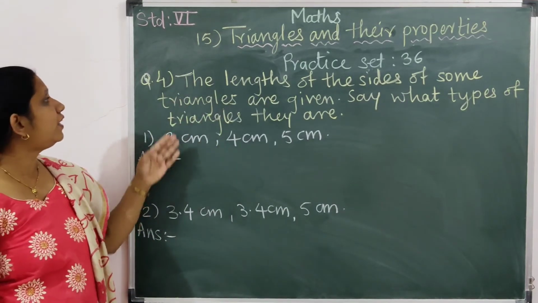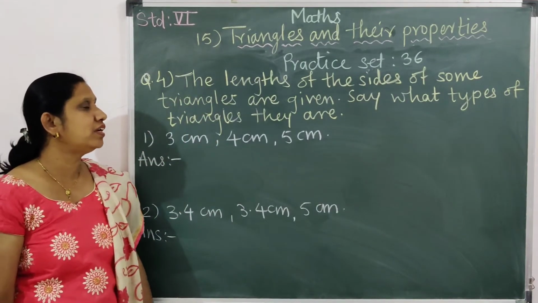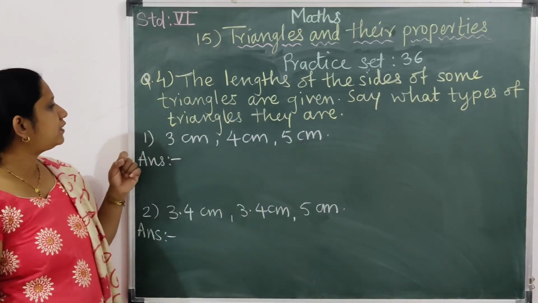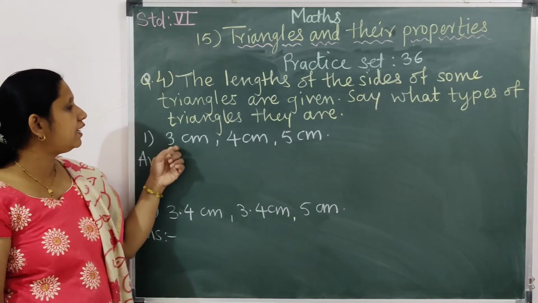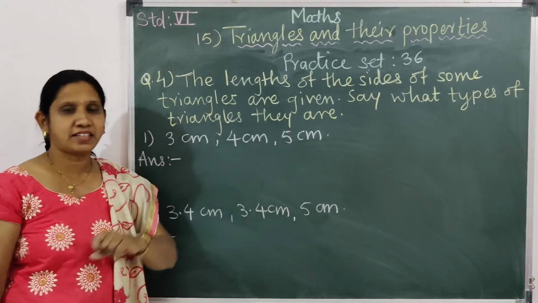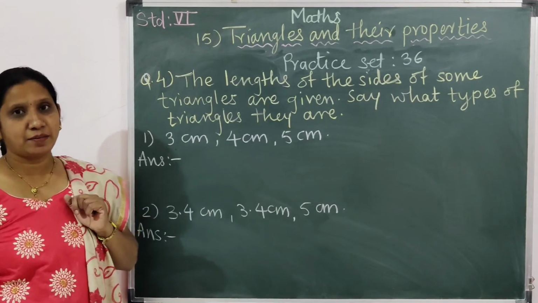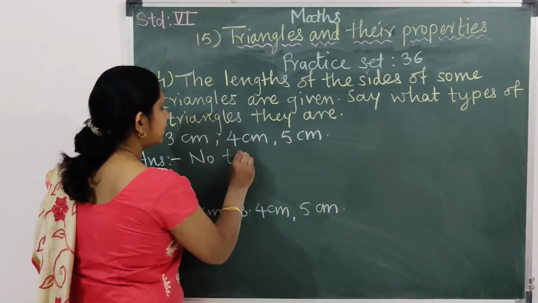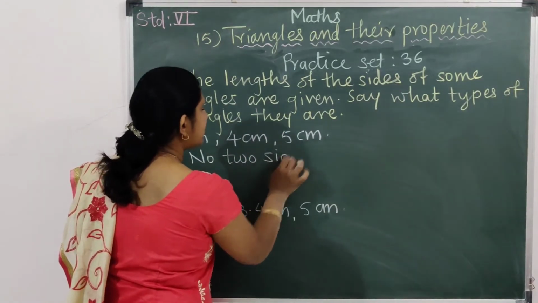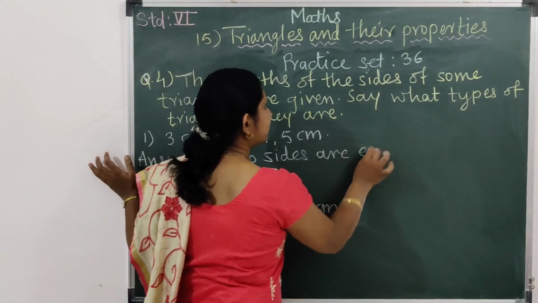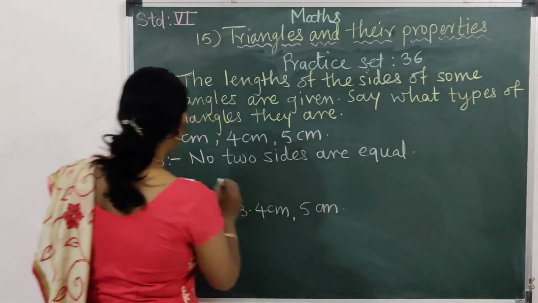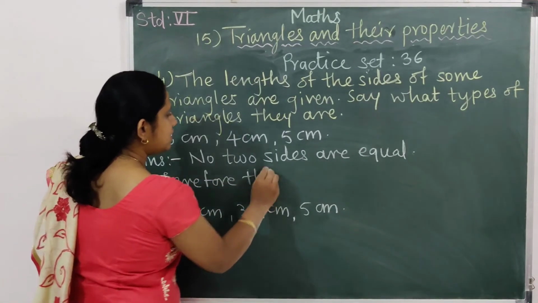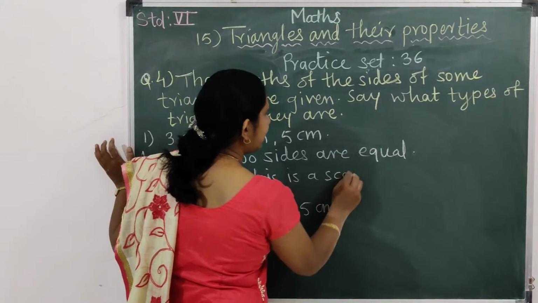Students, let us see question number 4. The lengths of the sides of some triangles are given. Say what type of triangles they are. See, in the first example, 3 sides are given: 3 centimeter, 4 centimeter, 5 centimeter. All 3 sides are different. So here we can write no two sides are equal. Therefore, this is a scalene triangle.